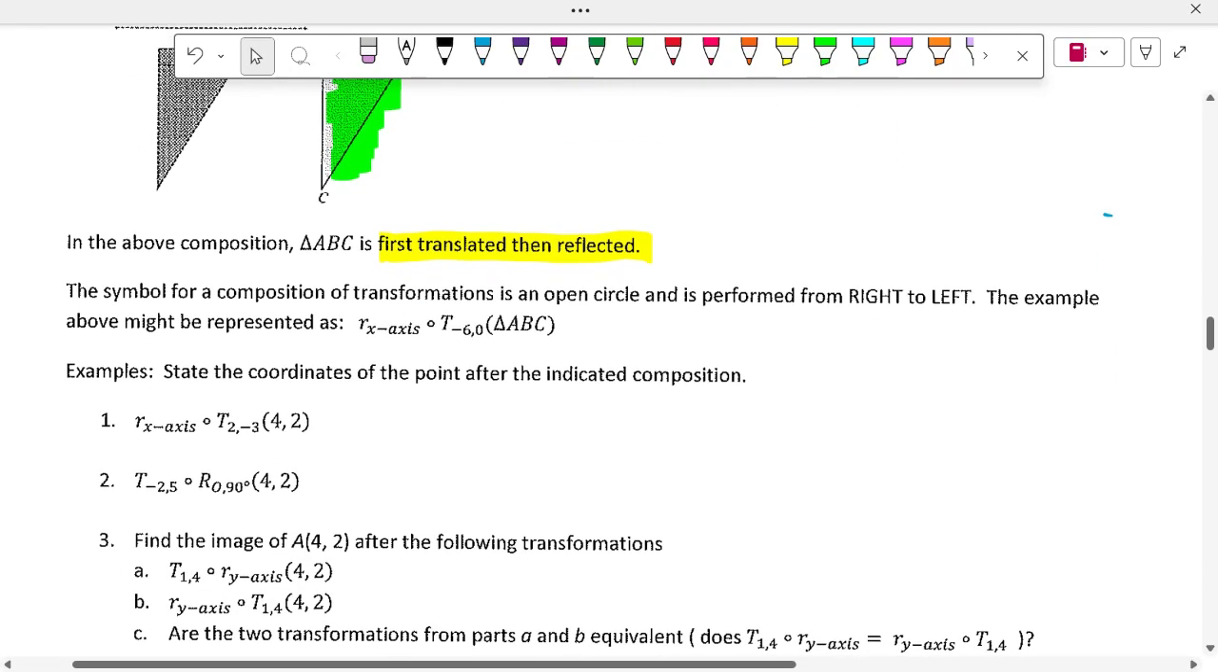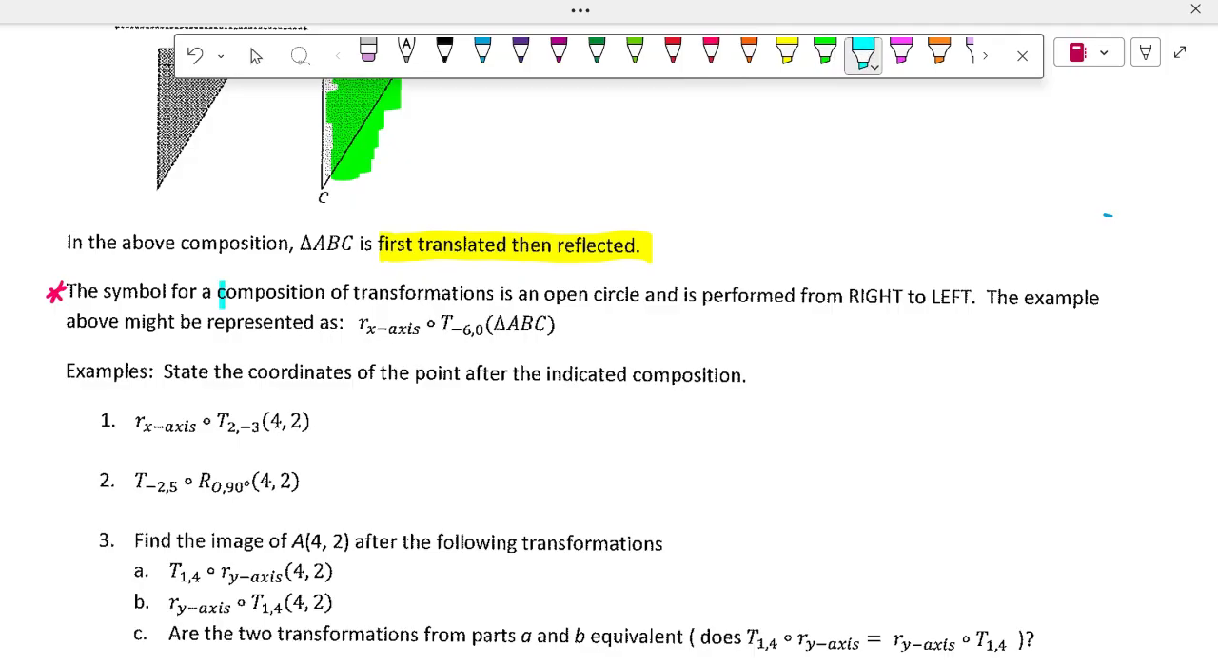Now, this is important. So if anything, this right here is what you really need to pay attention to, because this will come back to haunt you. All right. For a composition of transformations, we use an open circle. So if you see an open circle between two functions, two transformations, that means composition. It means you're doing them in a sequence. But you read it from right to left. All right.